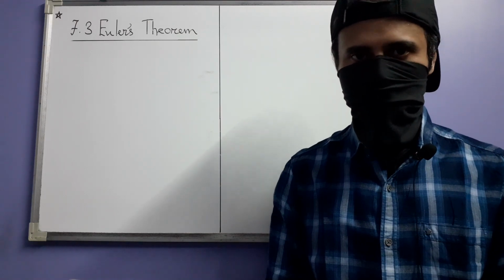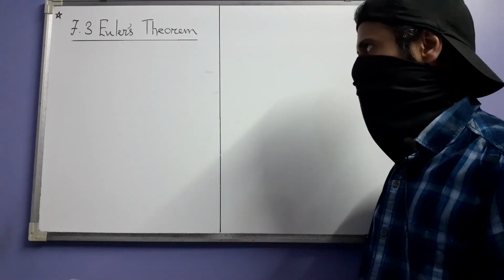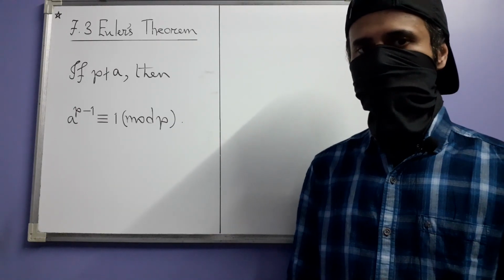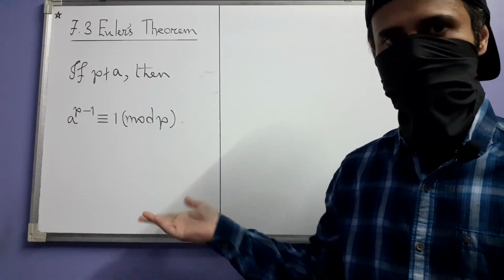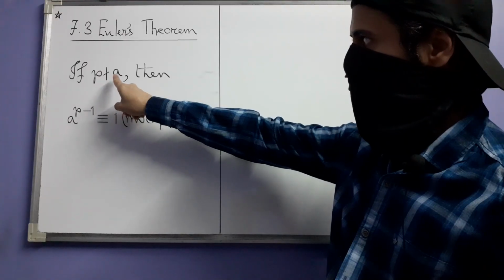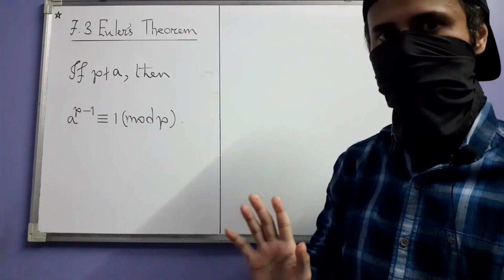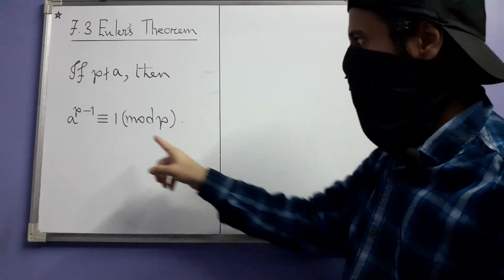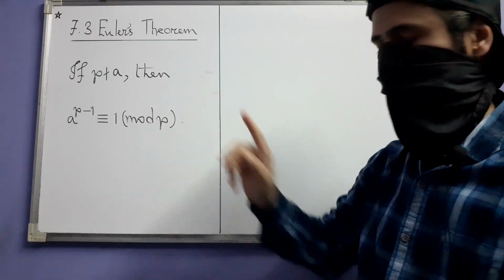We are starting the next section where we will finally discuss Euler's theorem. Euler's theorem is a generalization of this statement which we already have seen. This is our familiar Fermat's theorem. If p is a prime number which does not divide some integer a, in other words, if p and a are relatively prime, then the p minus 1th power of a is congruent to 1 modulo p.